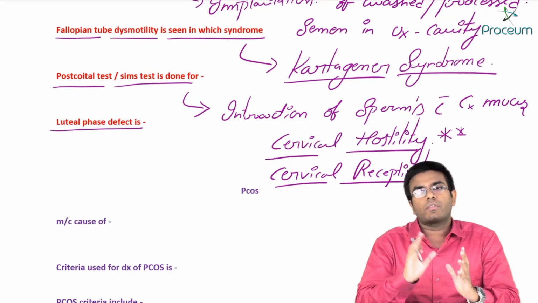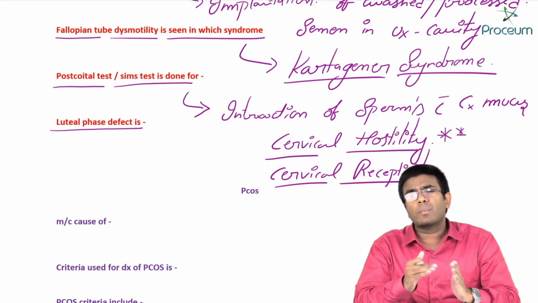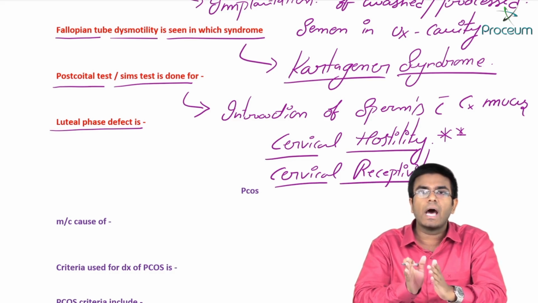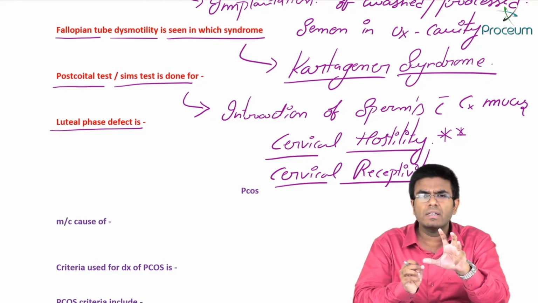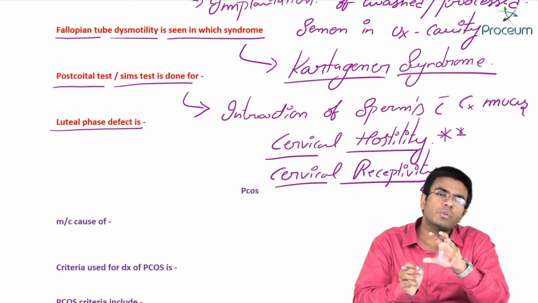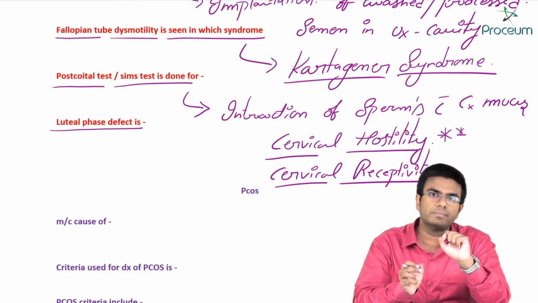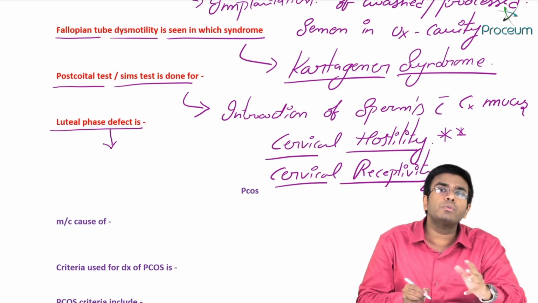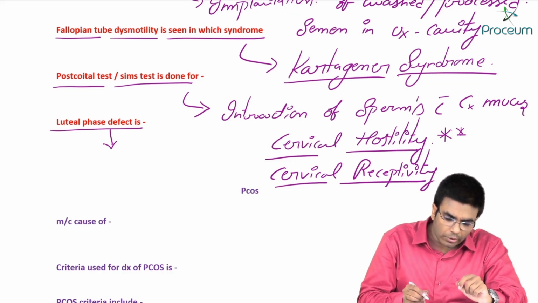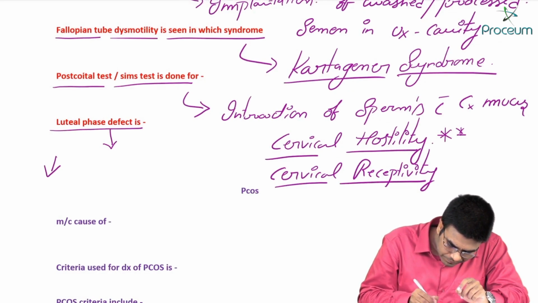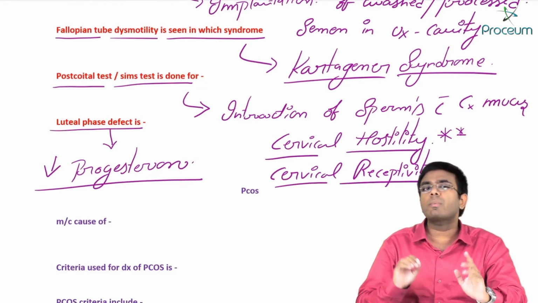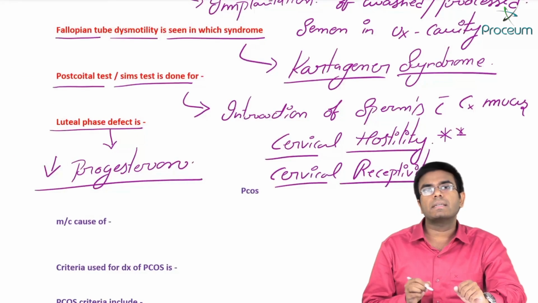Luteal phase defect is because of. Guys, remember, in the menstrual cycle, we have two phases. The proliferative phase is also known as follicular phase. The other half of the menstrual cycle is luteal phase or secretory phase. This luteal phase is because of the corpus luteum. This corpus luteum is making progesterone, and that progesterone is bringing out the secretory changes in the uterine endometrium. So, luteal phase defects are due to decreased progesterone. Okay, so decreased progesterone, whatever might be the reason, can lead to luteal phase defect.